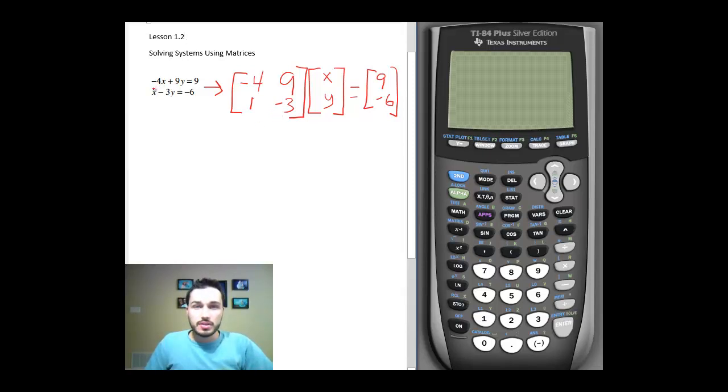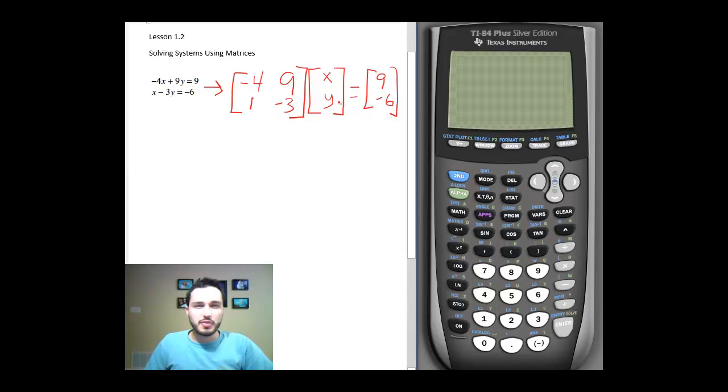The coefficients of the x's and y's have been pulled out of this equation and put into this first matrix. And you should notice that a matrix is written with these square brackets around the numbers. So I've got the -4, the 9 in front of the x, that is a 1, and the -3. That goes in the first matrix.